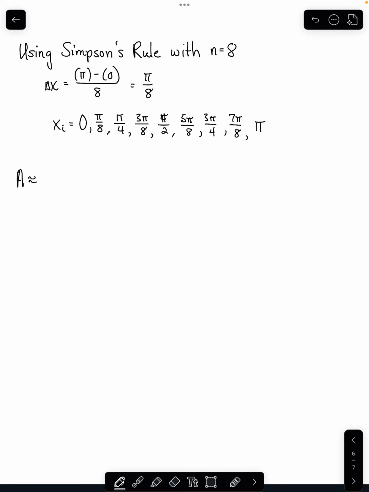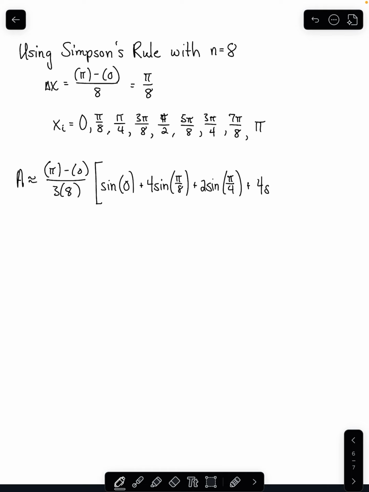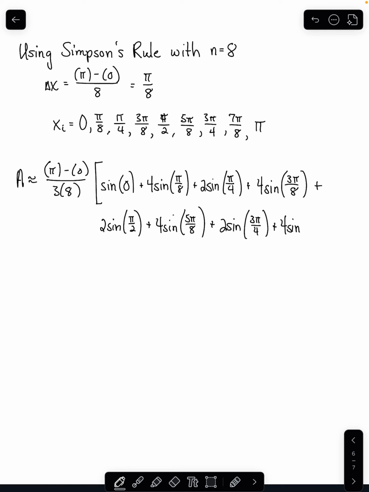So, by Simpson's rule, our area is approximated by pi minus 0 over 3 times 8 times sine of 0 plus 4 times sine of pi over 8 plus 2 times sine of pi over 4 plus 4 times sine of 3 pi over 8 plus 2 times sine of pi over 2 plus 4 times sine of 5 pi over 8 plus 2 times sine of 3 pi over 4, plus 4 times sine of 7 pi over 8, plus 1 times sine of pi.